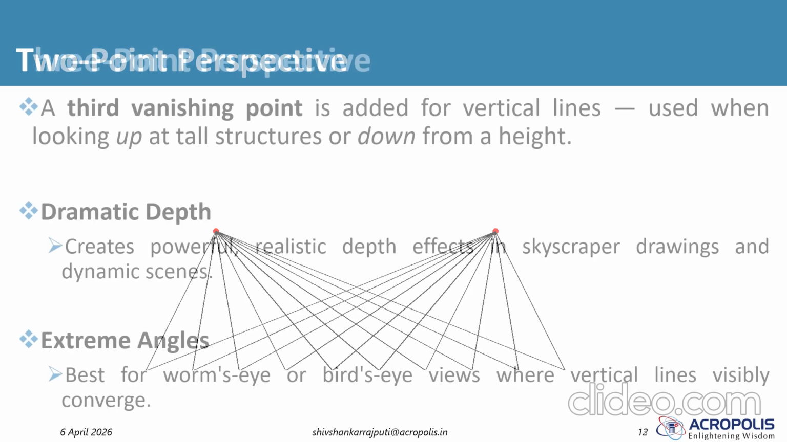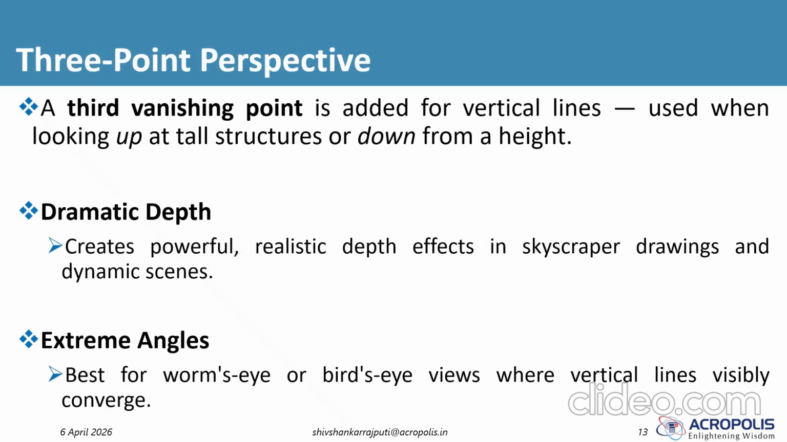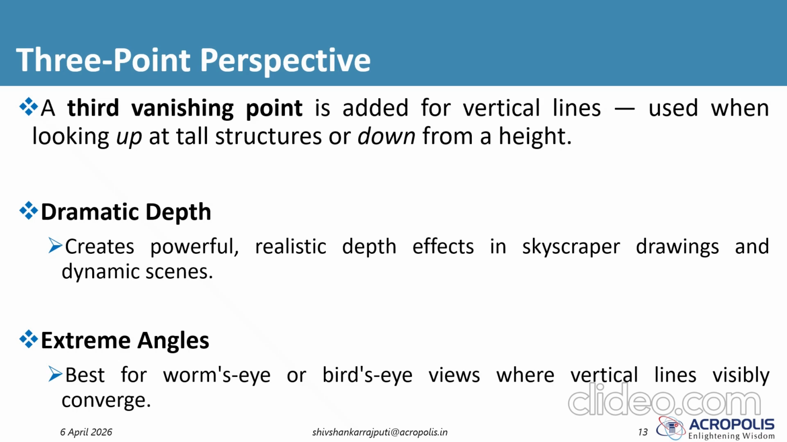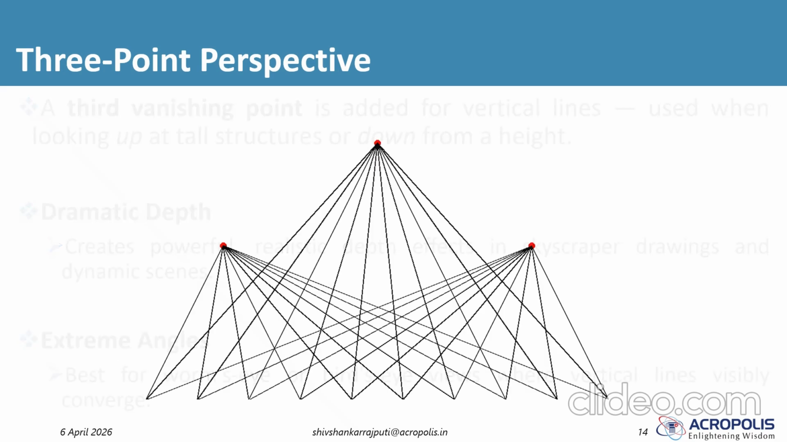Three-point perspective introduces a third vanishing point, usually for vertical lines. This is used when viewing objects from extreme angles, such as looking up at tall buildings or looking down from a height. It creates a dramatic and realistic sense of depth and is often used in architectural visualization and dynamic scenes.